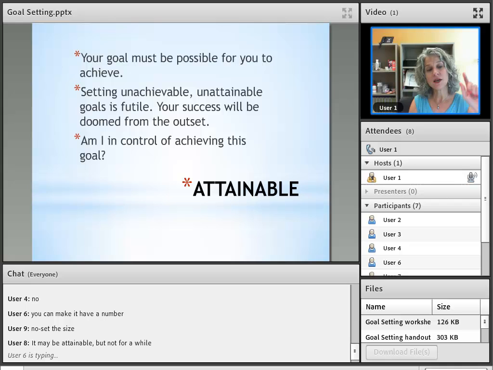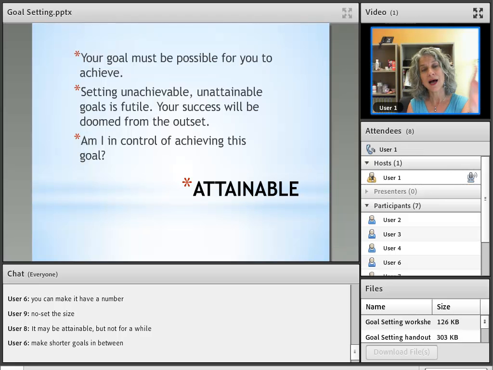So maybe the goal about wearing a smaller clothing size has to be specific with a measurable focus. So instead of 20, it's 18. And from 20 to 18 is attainable, and then you have to give it a time frame. So maybe 20 to 18 in 6 months, but 20 to 12 in 6 months may not be attainable. So it may not fit the attainable part of our SMART format. Yes. Make shorter goals in between.